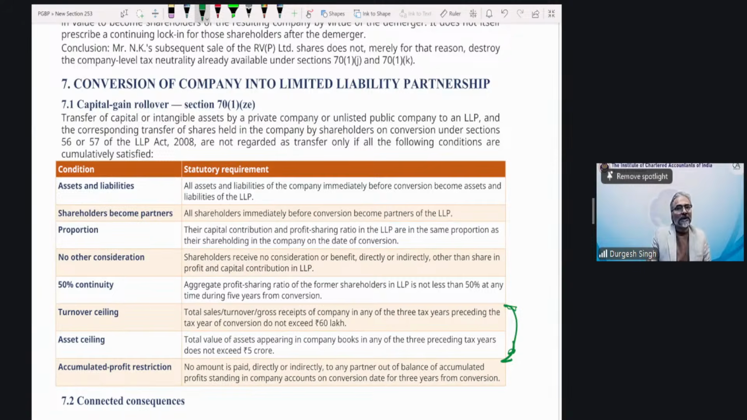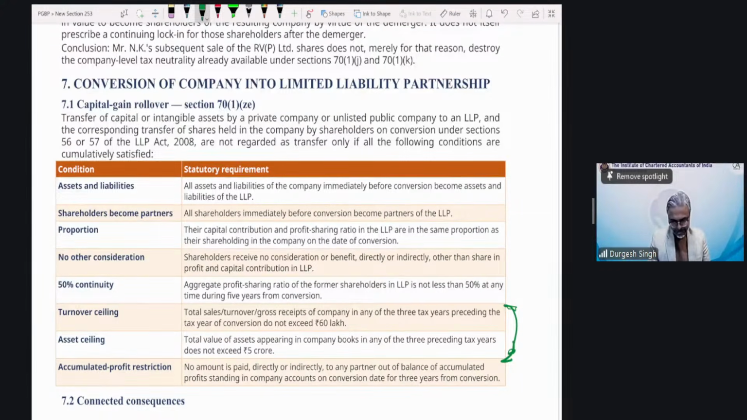So if in any one year he goes beyond the threshold limit, it means this company has promise. That is the reason they have given this 3-year period. So 3 years is a test. In any of the 3 years, he should not cross the limit. The limit is 60 lakhs for turnover and 5 crores for assets.